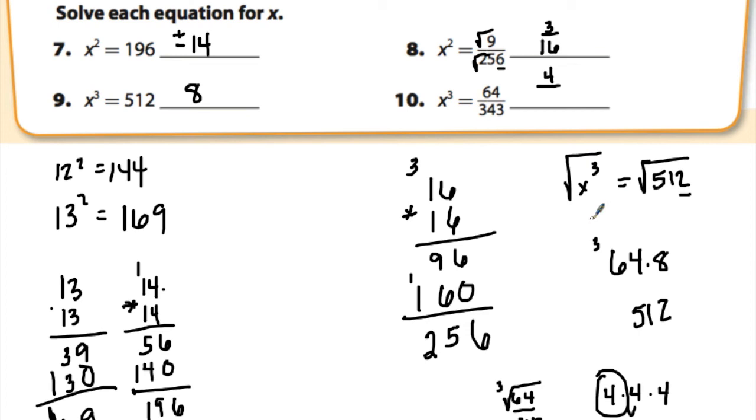343. So I'm looking for something that's much bigger than 4, but smaller than 8. So honestly, why not start with 7? I have 7 times 7, which I know gives me 49, times 7. Well, 7 times 9 is 63. That last digit is a 3, so it's looking good. Carry the 6. 4 times 7 is 28, plus 6 is 34. So in this case, the cube root of 64 over 343 is 4/7.